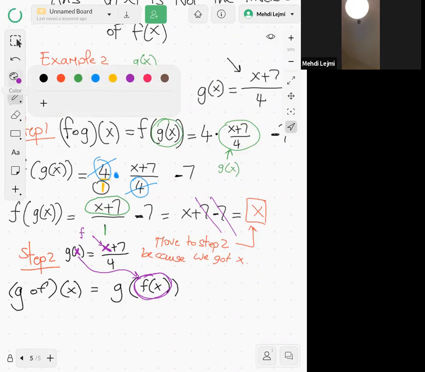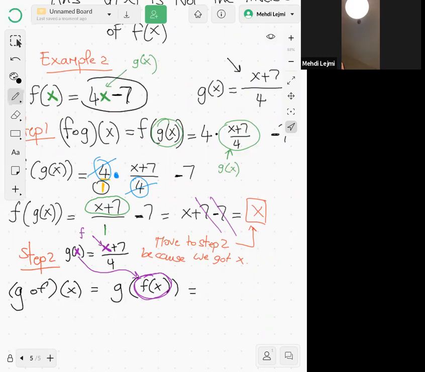So that's equal to, what's f? Well, f is this 4x minus 7, right? So we have this 4x minus 7, and then there is this plus 7, because we are in g. So there's plus 7 here, and the whole thing divided by 4. Again, this x becomes f of x. This is my f of x.